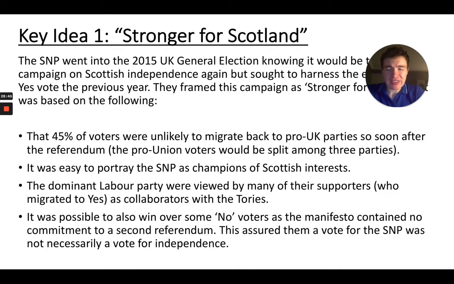And as well as that, as we've said, a number of no voters weren't in favour of independence. The SNP said in their manifesto in 2015 this was not a vote for independence. And that was the honey that brought a lot of no voters over to the SNP in 2015, because there was an assurance that it wasn't a vote for independence. It was a vote for a stronger Scottish voice. It was stronger for Scotland, and Nicola Sturgeon, I think, executed that campaign quite effectively, folks, as we'll see from the actual results.